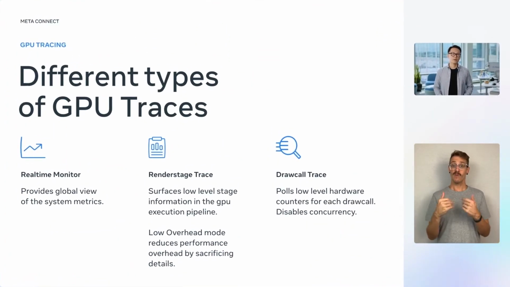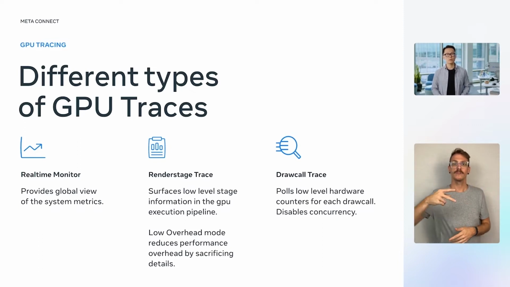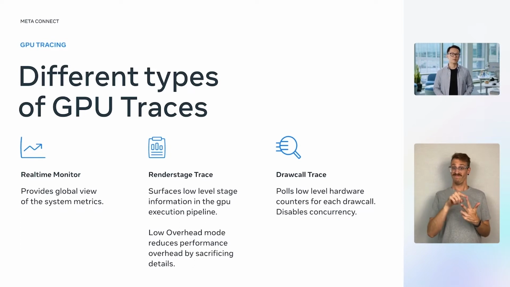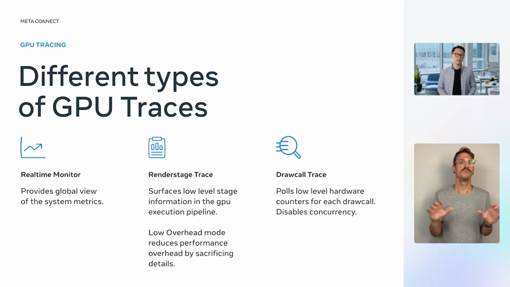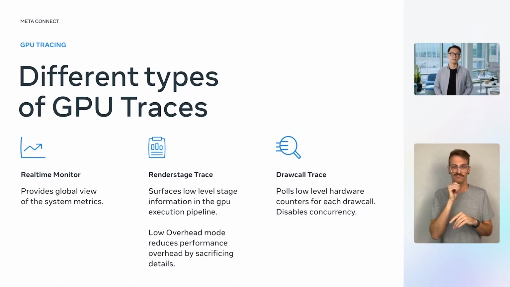PIL currently offers 3 different types of traces. First, real-time monitor that gives a global view of the system metrics. Second, render stage trace surfaces low-level information related to the different stages of the mobile GPU pipeline. Render stage trace can also operate in low overhead mode, which reduces performance overhead by omitting some parts of the trace data. And finally, draw call trace that pulls low-level hardware counters while disabling hardware concurrency in order to report per draw call metrics.